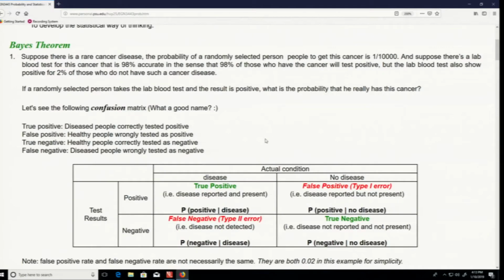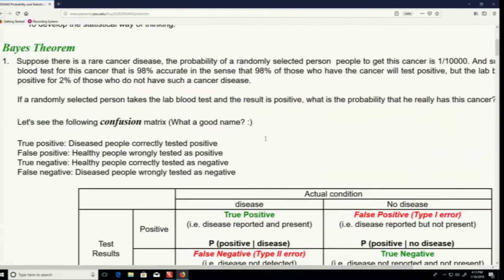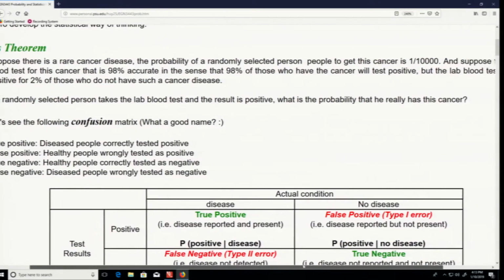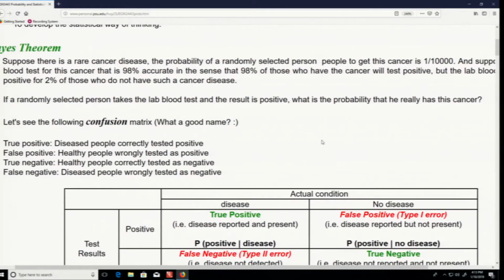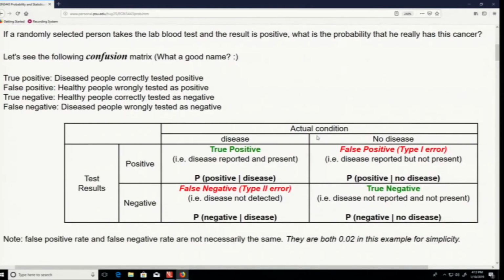So is the font size big enough for those in the back? Mon, can you see it? Bigger, okay. Is it okay now? It's a little bit hard. Let's see what's going on here.